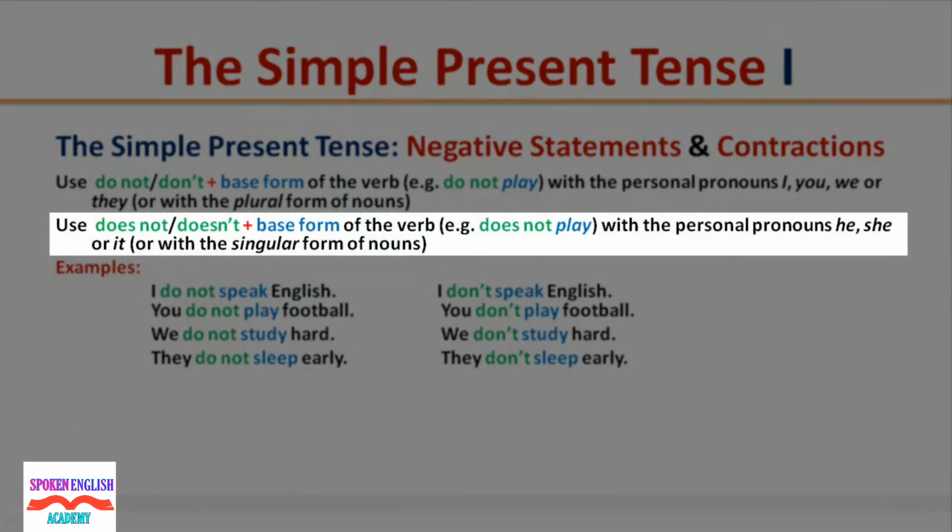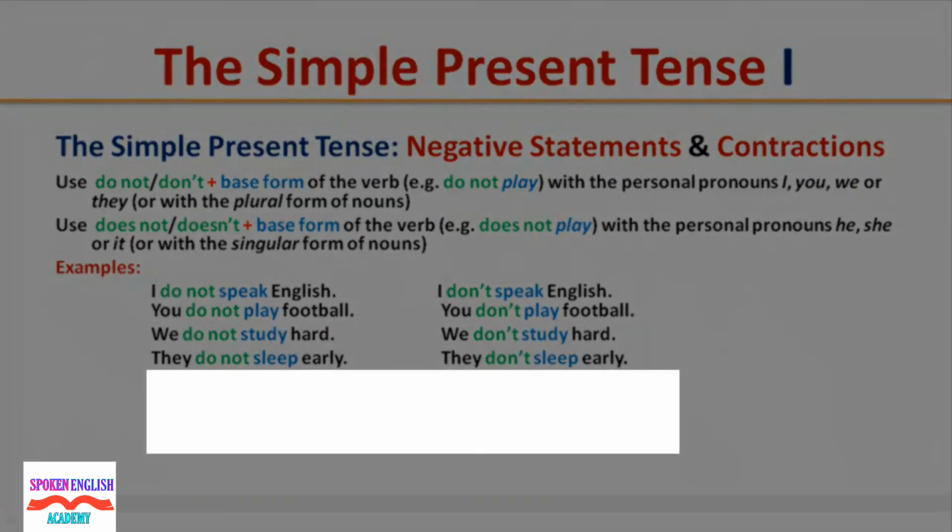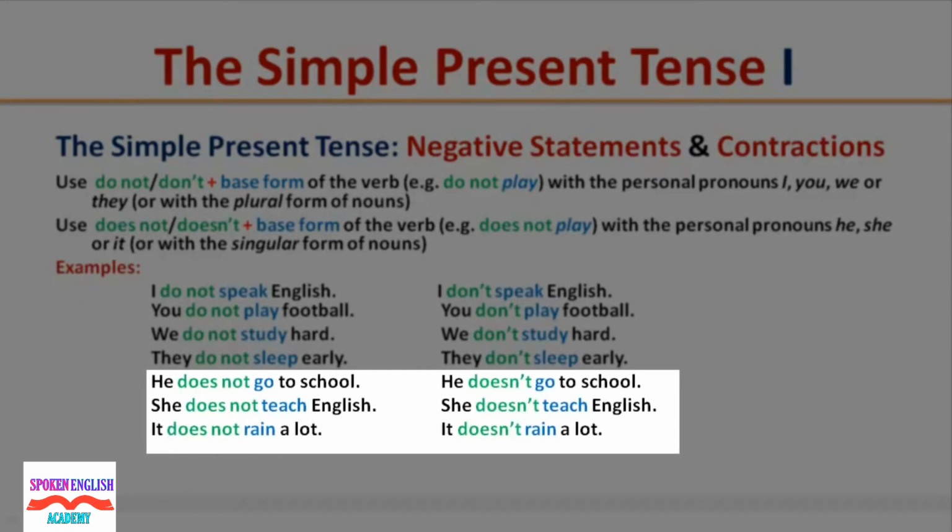Use does not plus base form of the verb, or doesn't plus base form of the verb, for example, does not play, with the personal pronouns he, she, or it, or with the singular form of nouns. Examples: He does not go to school. He doesn't go to school. She does not teach English. She doesn't teach English. It does not rain a lot. It doesn't rain a lot.